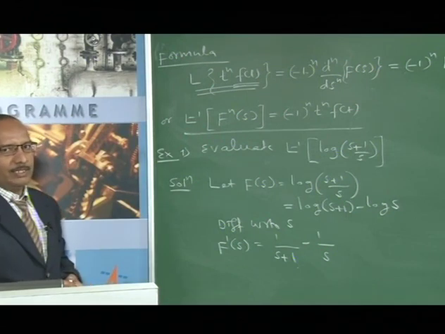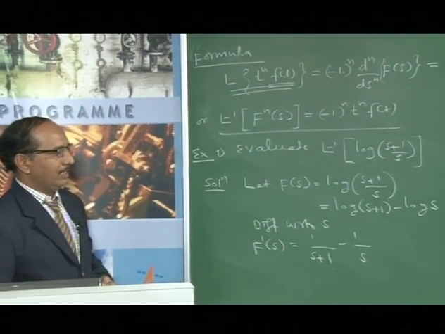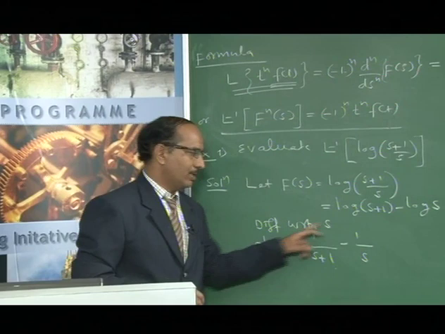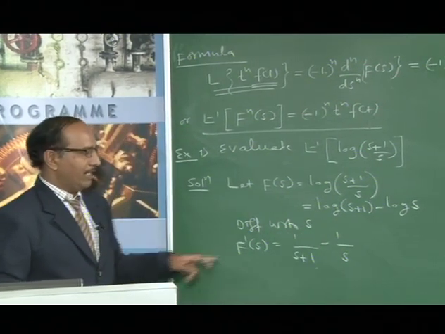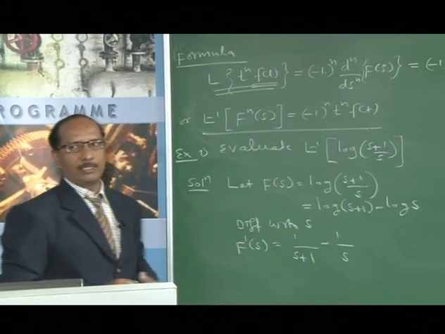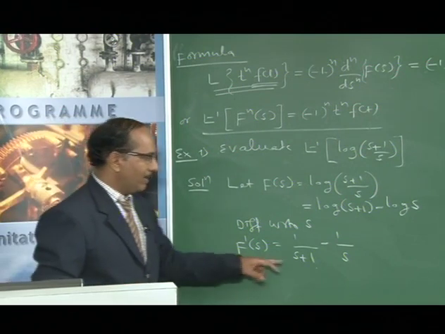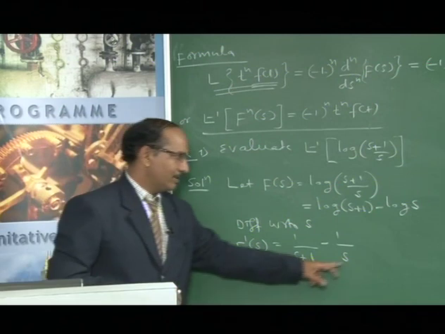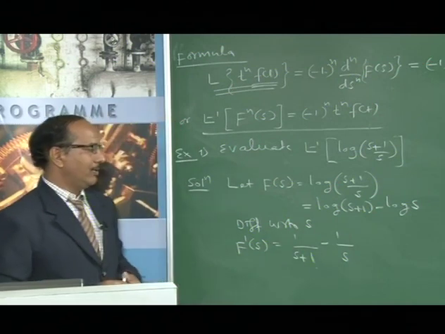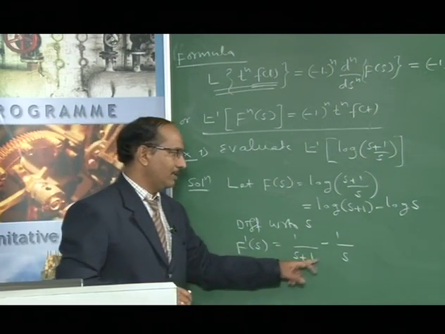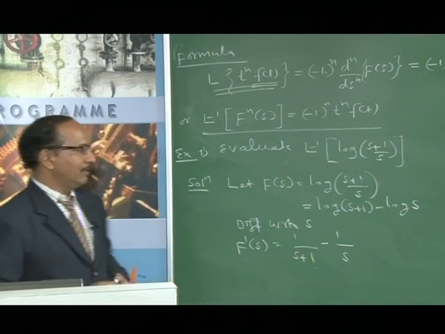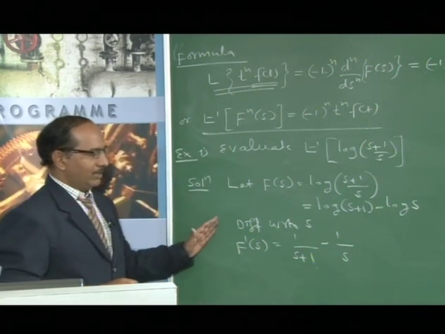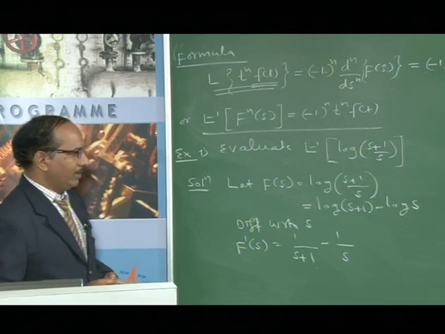So after the first derivative, you check on the right hand side whether the inverse of these two terms is available or not. If they are available, you stop the differentiation process. If they are not available, go for the second derivative. Then you check for the terms whether their inverses are available or not. I know the inverse of 1 divided by s plus 1, I know the inverse of 1 divided by s. So, you stop the differentiation process at this derivative only.